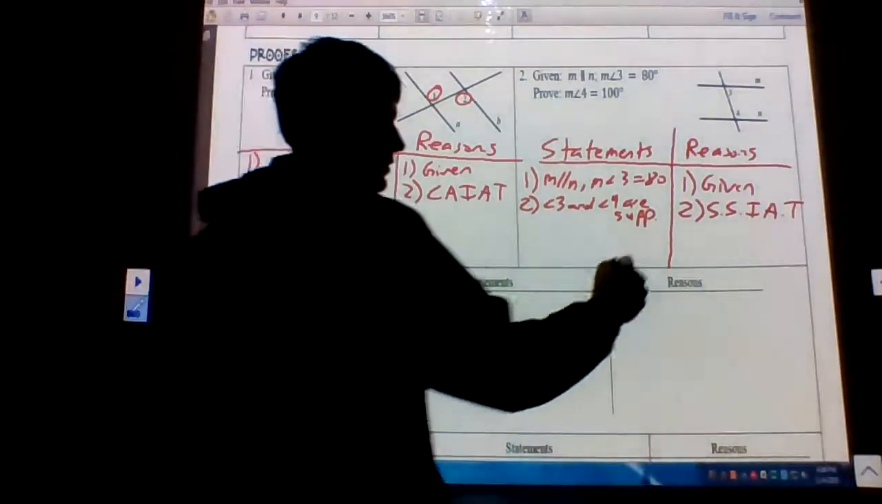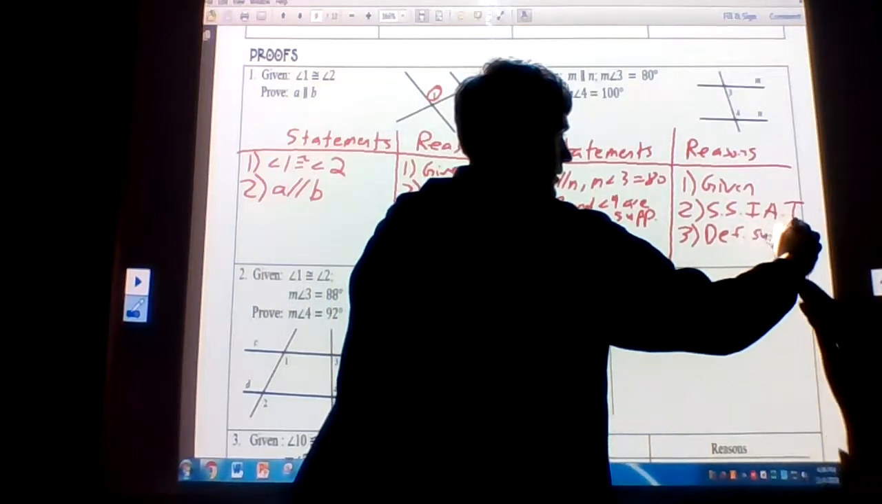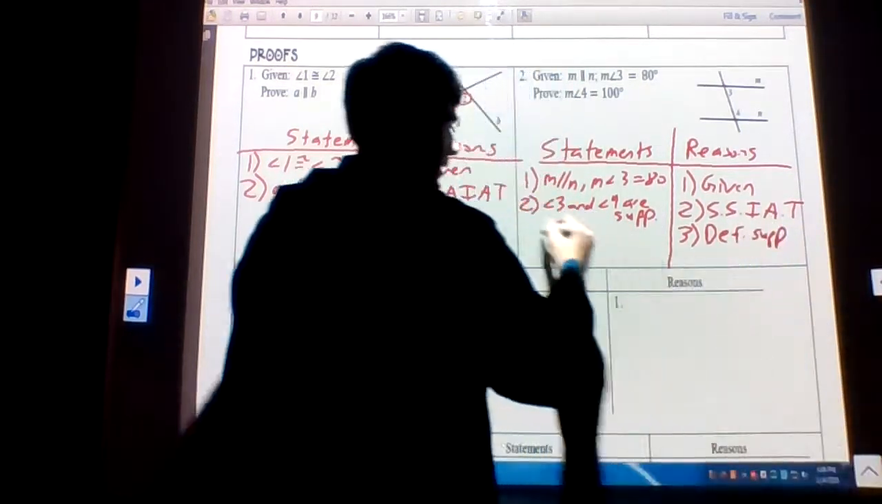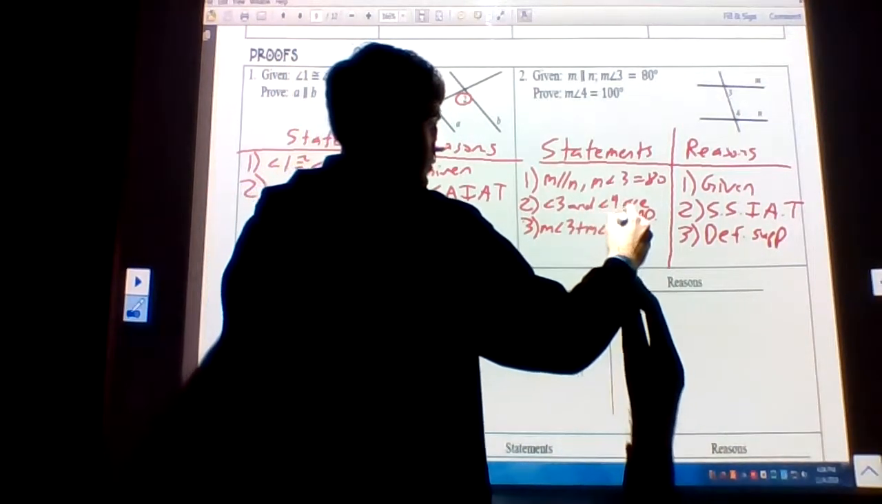And we know the definition of supplementary. This is kind of a review problem. The definition of supplementary is going to tell us that the measure of angle 3 plus the measure of angle 4 equals 180.